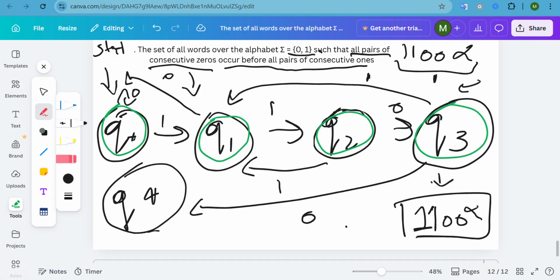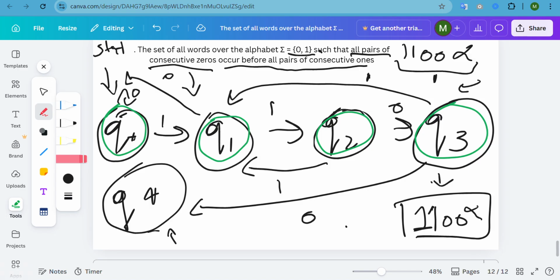1 1 1 1 forever, as many times as you want, and then a 0, and then a 0, but that's not accepting here. Here you have it, but it's not an accepting state. So this also is right, but it's not entirely right.